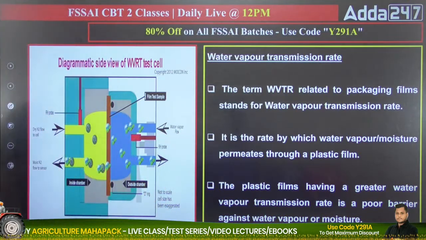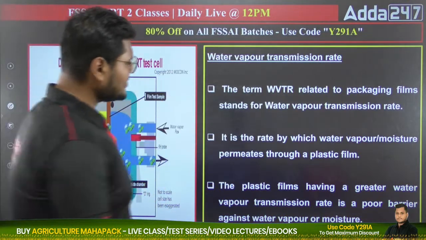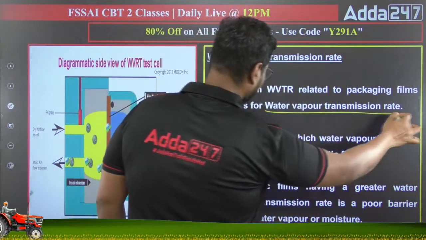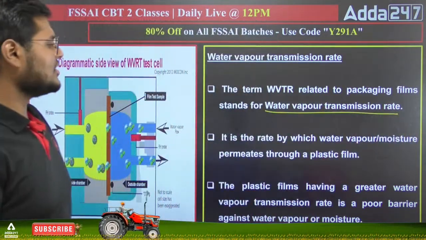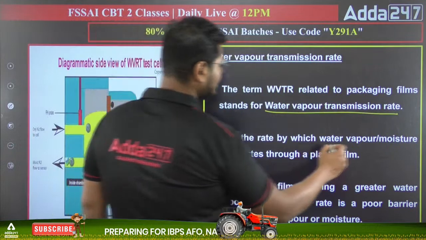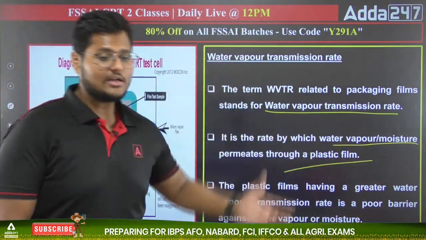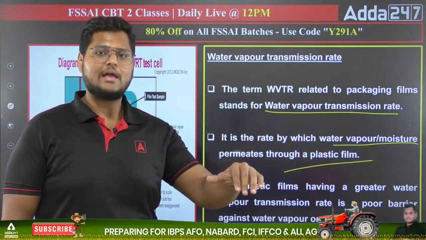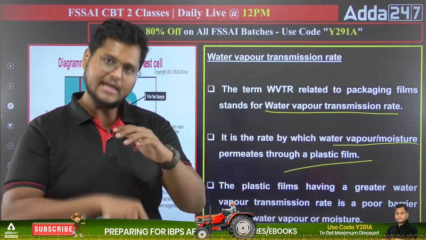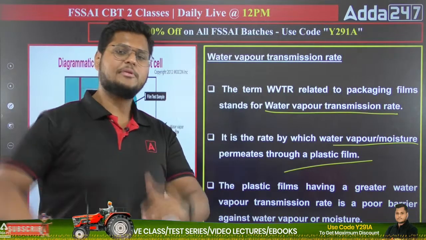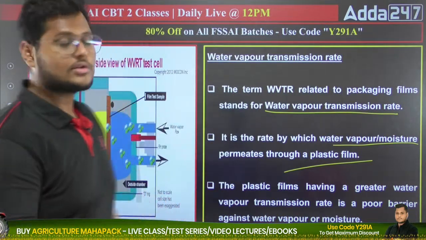The term WVTR is related to packaging, and it stands for water vapor transmission rate. It is the rate at which water vapor or moisture permeates through a plastic film. The plastic film having a greater WVTR again is a poor barrier. If the moisture is higher, then the microbial activity will be higher, and we don't want that.